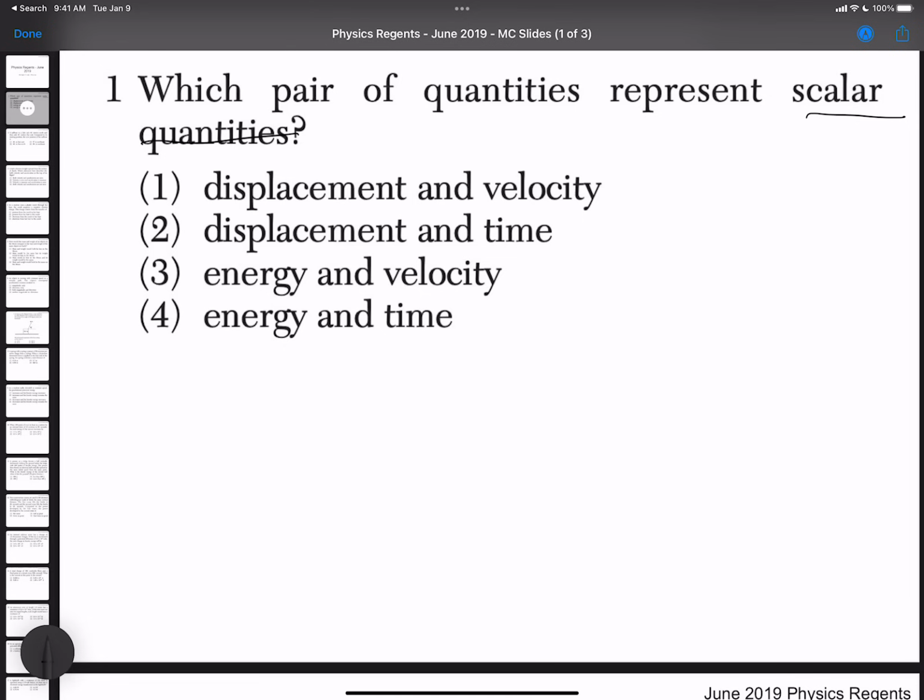Okay. Remember, scalar quantities are quantities that have magnitude but don't have direction. Displacement has direction. Remember, things that have direction are called vectors. Displacement is one, and so is velocity. Once I eliminate answer choices 1, 2, and 3 for that reason, what I'm left with is just answer choice 4. Remember, scalars are allowed to be negative, they just can't have direction. So the answer to question 1 is 4.